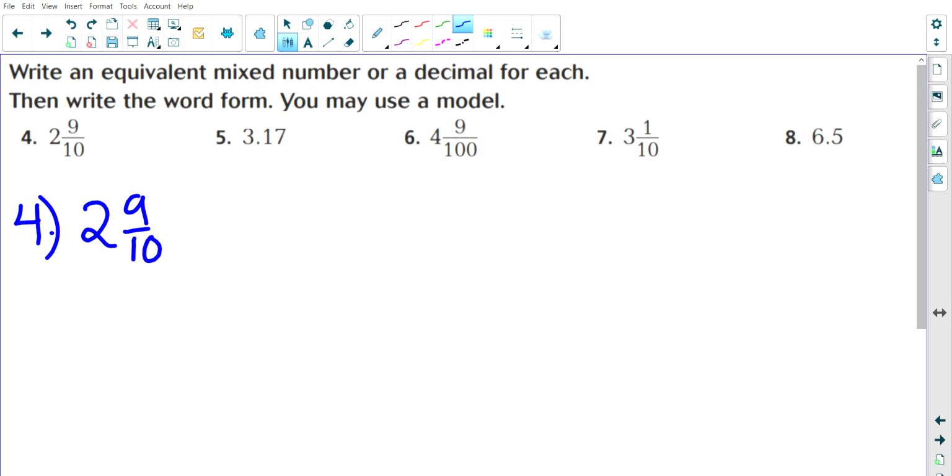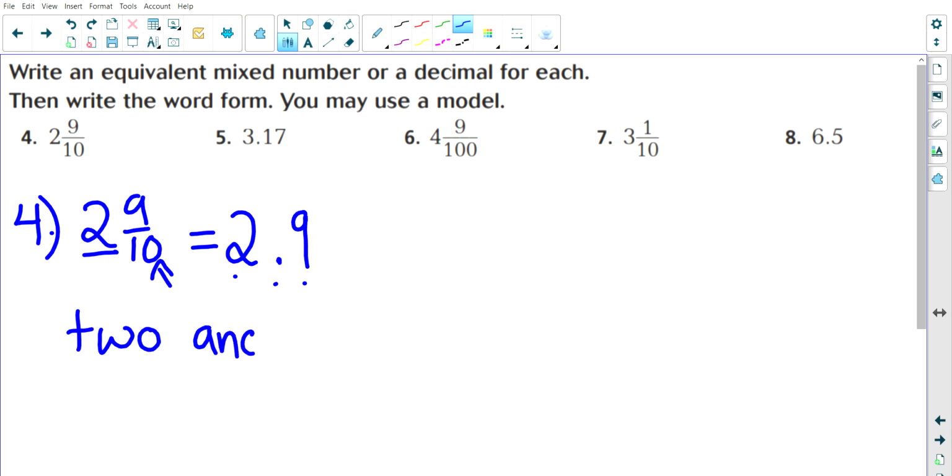Okay, so to write the word form, we just write it out how we say it in our normal math language. So 2 and 9 tenths, I'm going to write an equivalent decimal first. I'm going to ask myself, how many holes do I have? Well, I have 2 holes, so that number goes before the decimal point. Then I'm going to write out 9 tenths. The 9 will go in the tenths place because I am working with tenths. I read this number as 2 and 9 tenths. So I'm going to write that out in word form, 2 and 9 tenths.